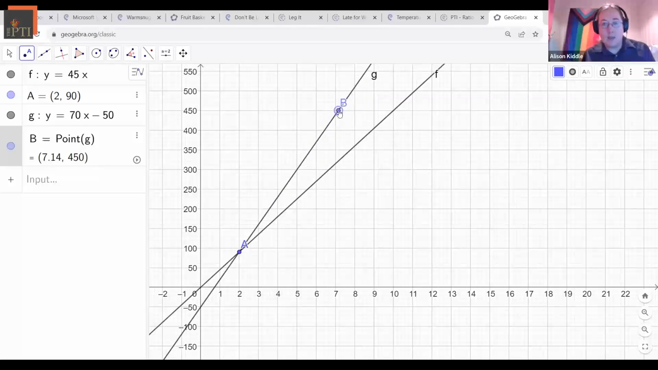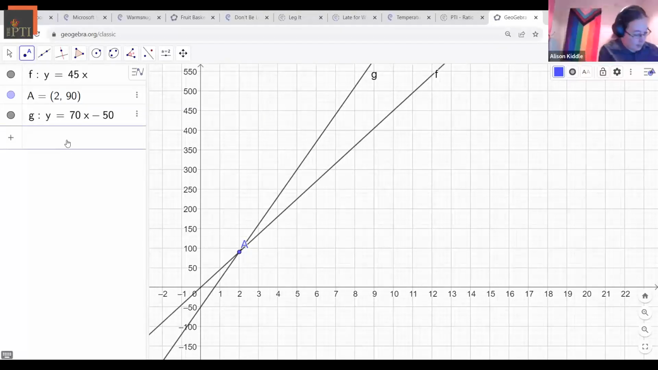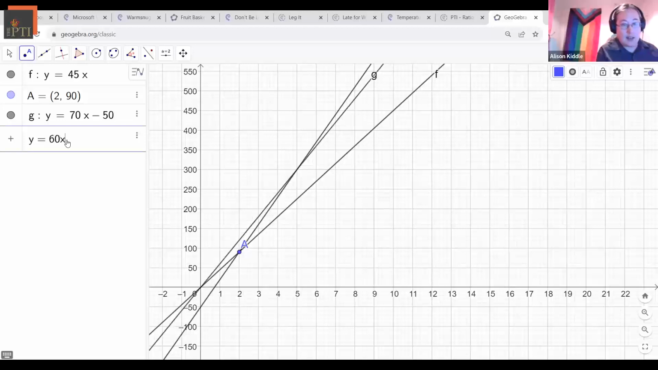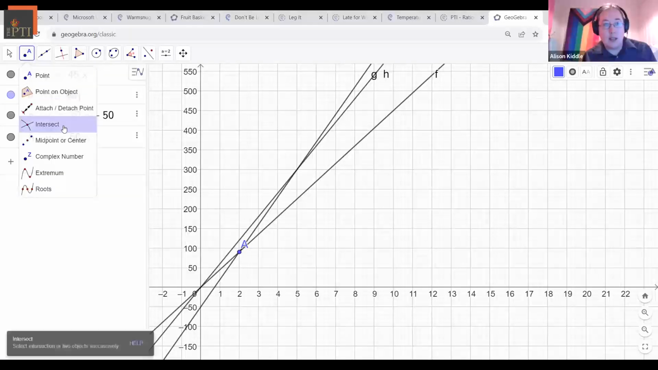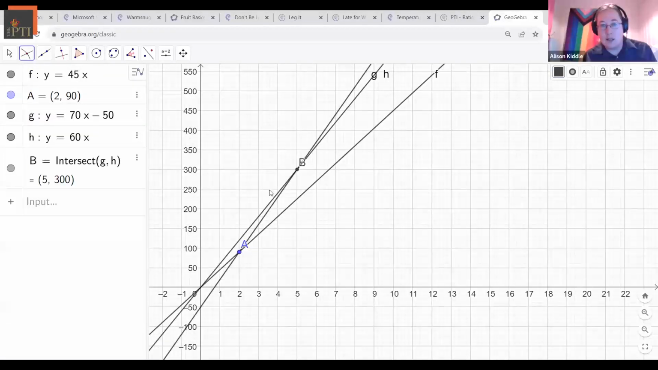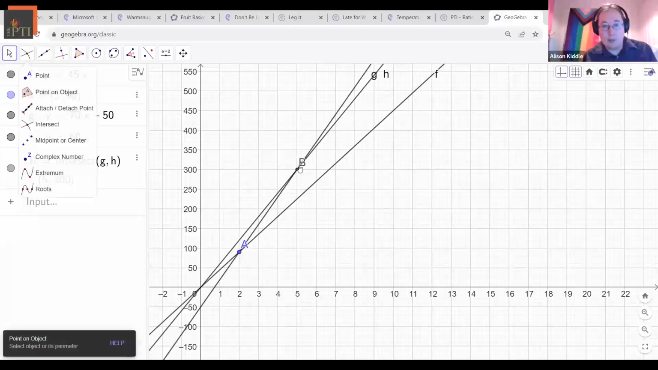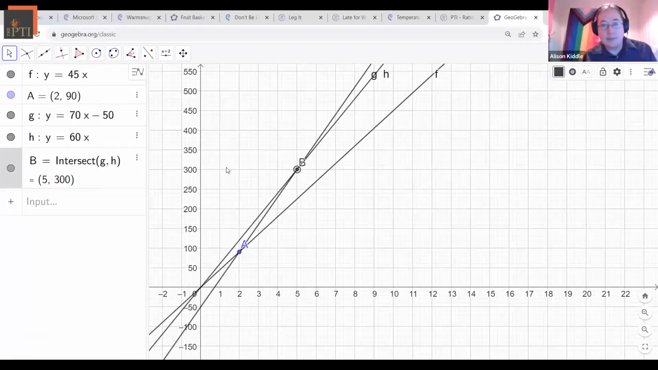And we're saying that we want to find the point on that line which is the same as if she'd gone at 60 miles an hour from the start, which is the line y equals 60x. And if I find where the lines intersect, which I can do in GeoGebra like this, then the point B just there is after 5 hours when she's gone 300 miles.